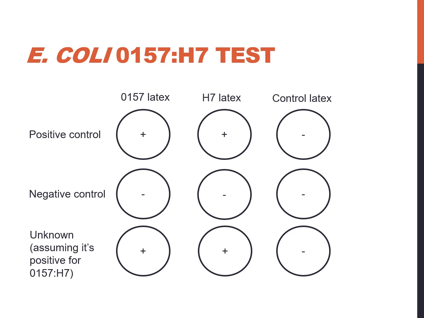You can see that our positive control with the O157 latex is positive, and our positive control with the H7 latex is positive, and it should be negative with our control latex. Our negative controls are going to be negative for O157, H7, and the control, and then assuming our patient is positive for O157:H7, it'll be positive for the O157 latex and also the H7 latex.